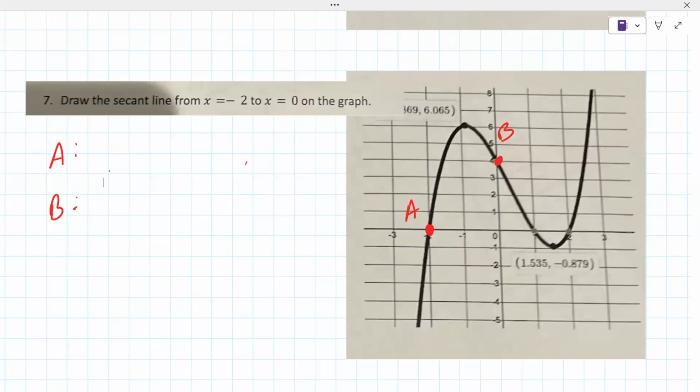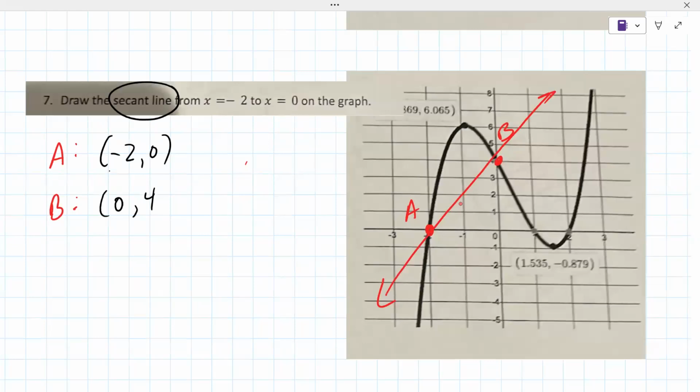That is not correct. We actually already did this in the previous two problems. Well, I was thinking that we have to be able to switch to the negative for the -2 to the positive. That's a negative. Give me the coordinates for A and B, please. -2, 0 and 0, 4. All right, very good. Now the secant line is the line that connects A and B. So you've got to draw something like that on your graph.